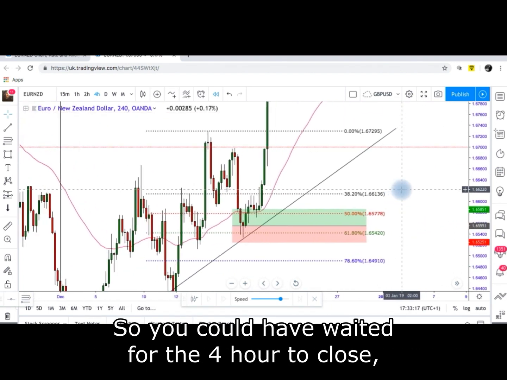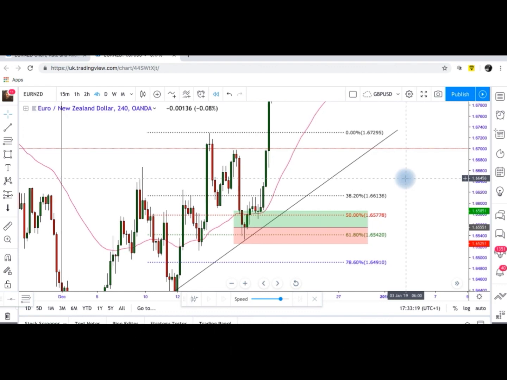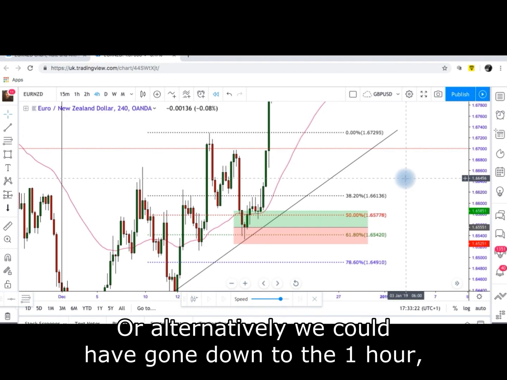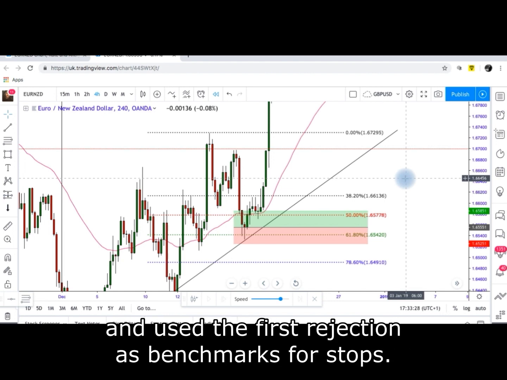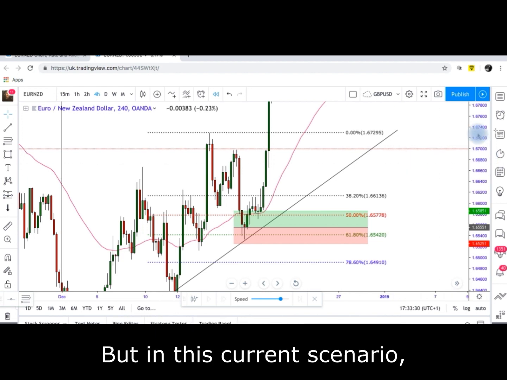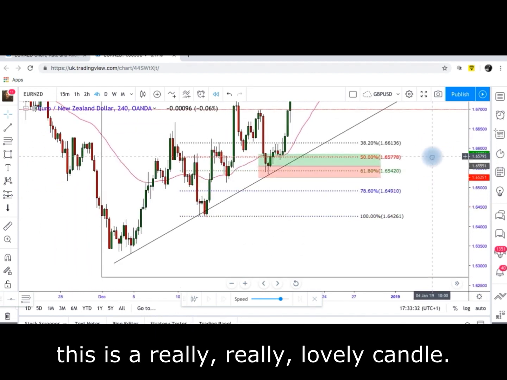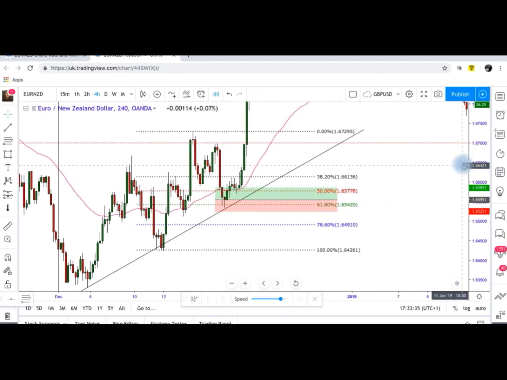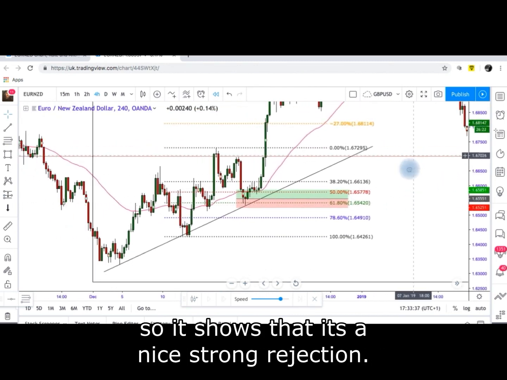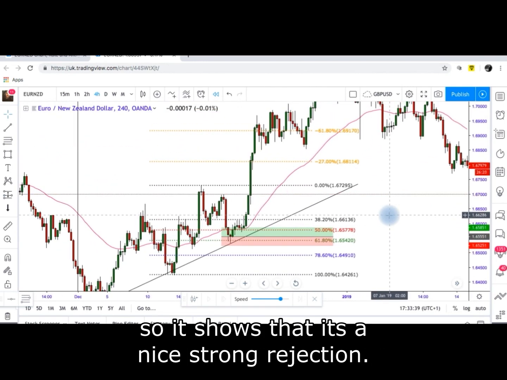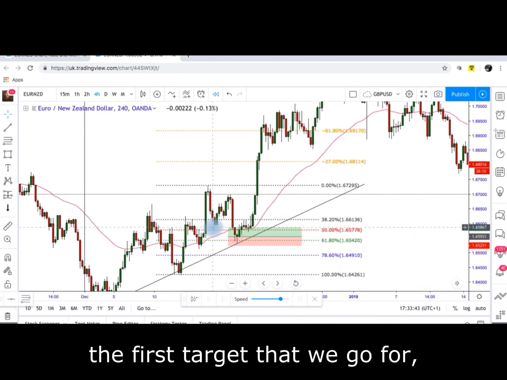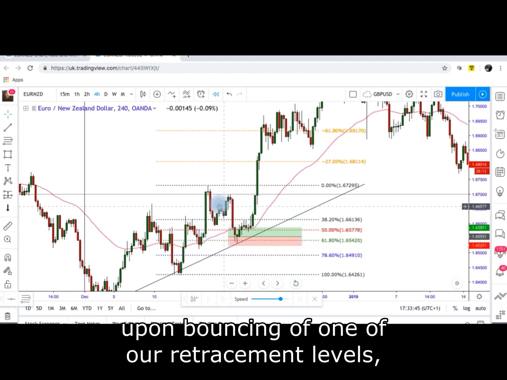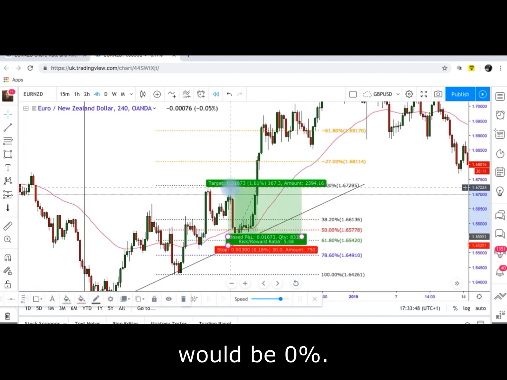We could have waited for the 4 hour to close to show that we were getting rejection. Or alternatively, we could have gone down to the 1 hour and waited for that double tap and used the first rejection as a benchmark for stops. But in this current scenario, this was a really lovely candle. It's on a higher time frame, so it shows that it's a nice strong rejection. And as I've taught you before with the fib rules, the first target that we go for upon bouncing off one of our retracement levels would be 0%.